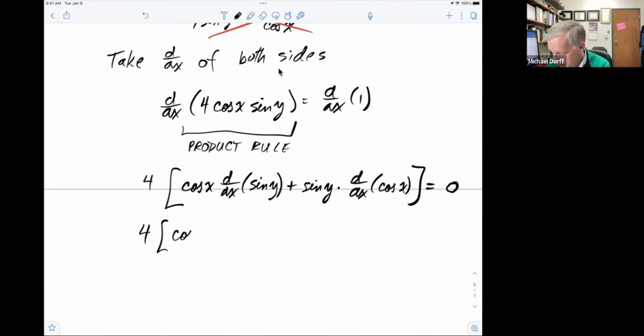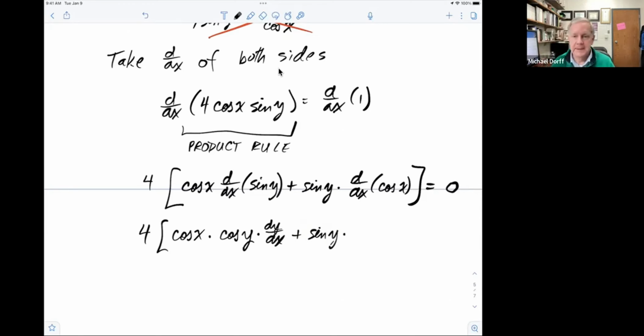So I have now cosine x times d dx of sine y. The derivative of sine is cosine. Make sure you don't get your x's and y's mixed up here. I'm doing the derivative d dx of sine y, so I should have cosine y and then a dy dx, because my variable is a y. And then I have plus sine y.